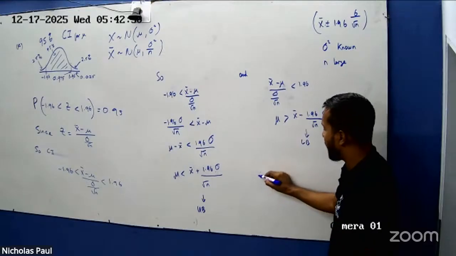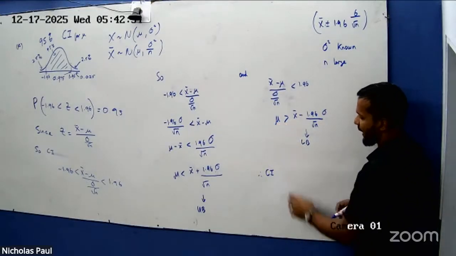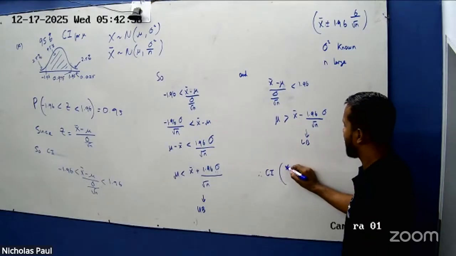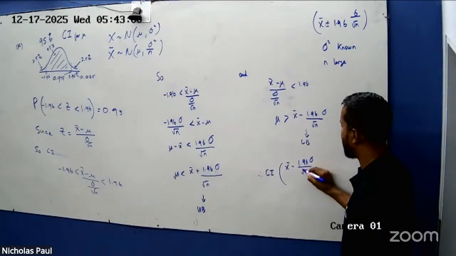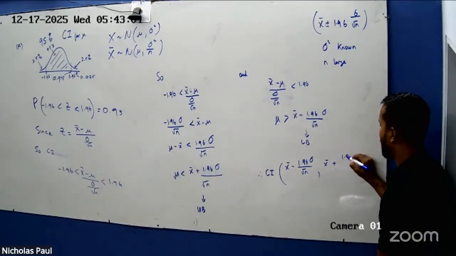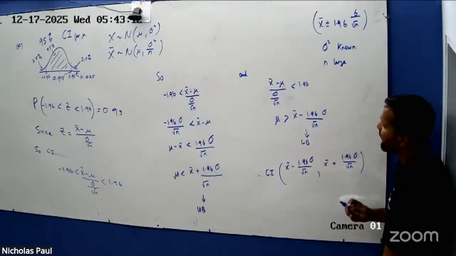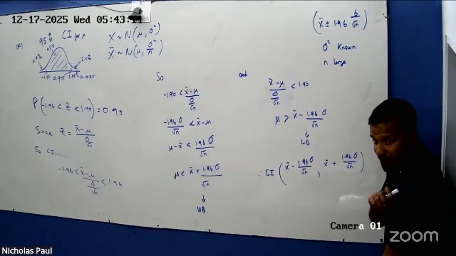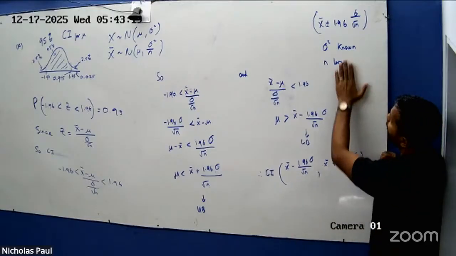So therefore, my confidence interval for mu has to lie between X bar minus 1.96 sigma on root 10 and X bar plus 1.96 sigma on root 10. That's okay? So this is how you prove it. But basically what you have to understand is this is what the formula will always look like.